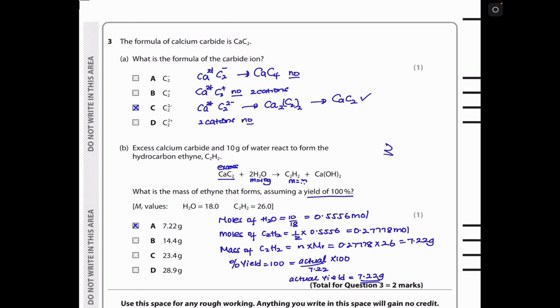Moving on. The formula of calcium carbide is CaC2. What is the formula of the carbide ion? If carbide was C2 with a -1, we'd produce something like that. If it was C2 plus, then it won't make sense because calcium is already 2 plus, so no possible interaction to form an ionic bond. If it's C2 minus, we produce something like this because that cancels with that. And if it's this, of course, 2 cations, nothing. So the answer is going to be C, giving us that.